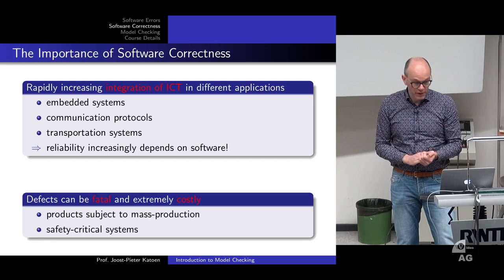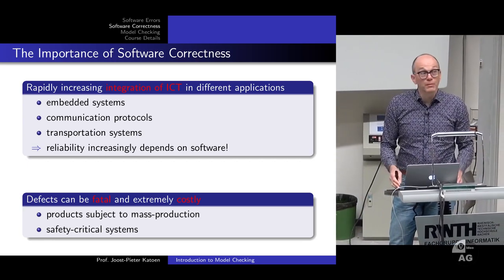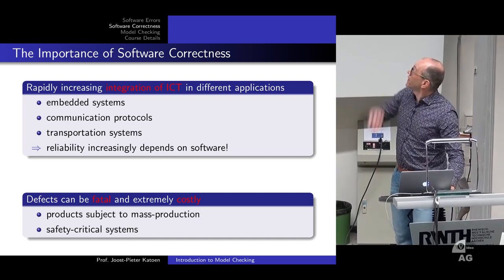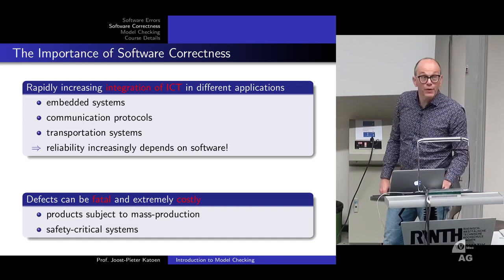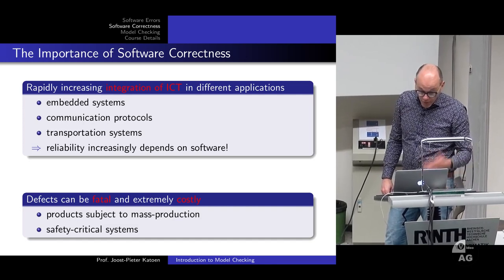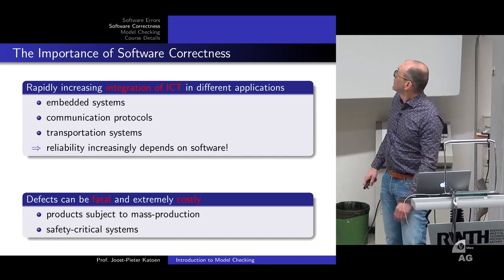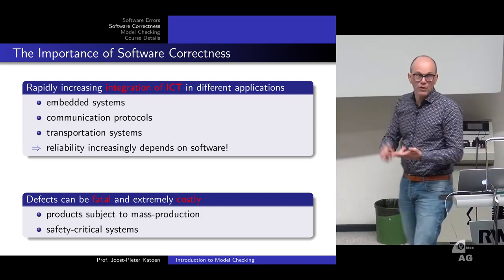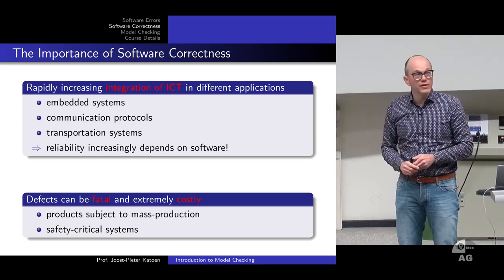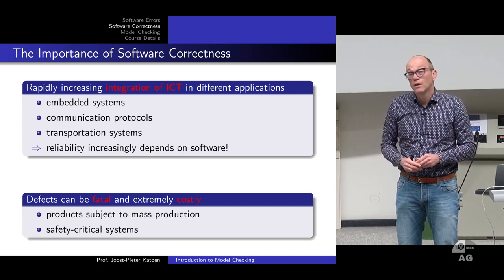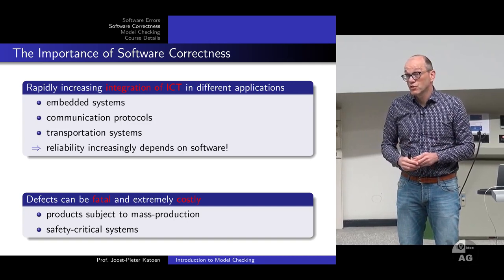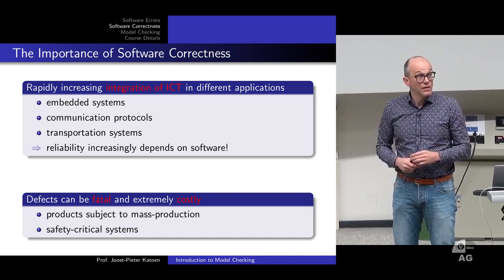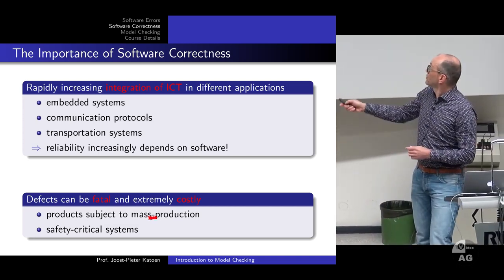Yeah, and this is a big issue at the moment, and therefore people are looking into verification techniques more and more. So it's fair to say that reliability increasingly depends on software, and we have also already seen that defects can be fatal and extremely costly. Safety critical systems are, of course, autonomous cars, nuclear power plants, these kinds of things. But also think about small products which are distributed among masses, and so there are projects subject to mass production.